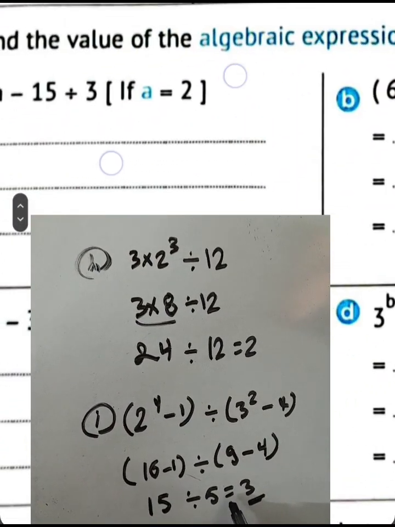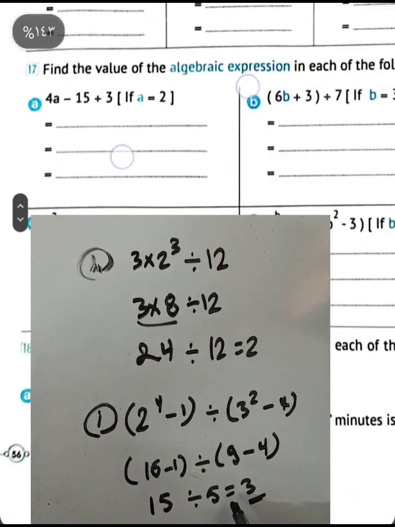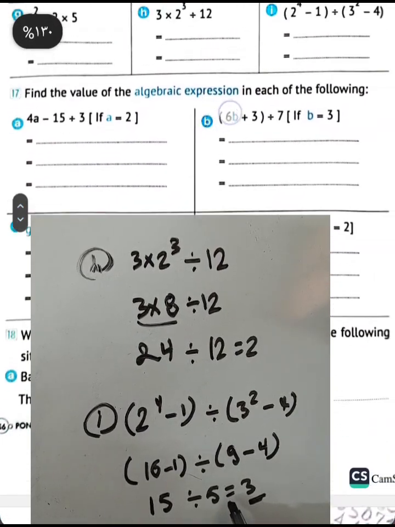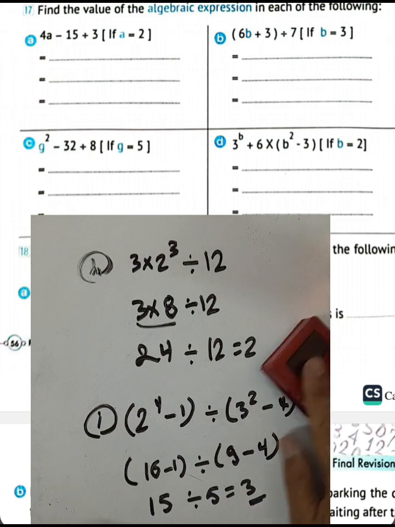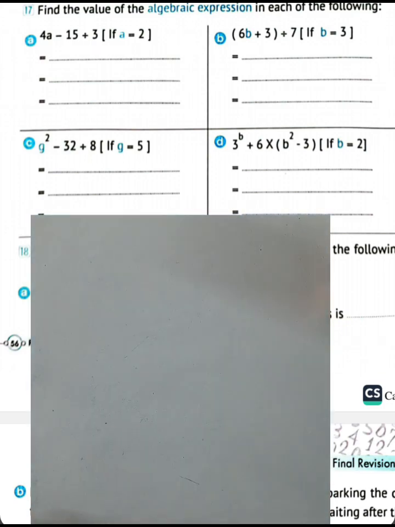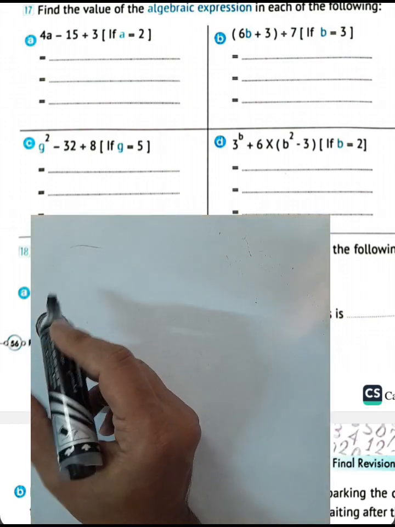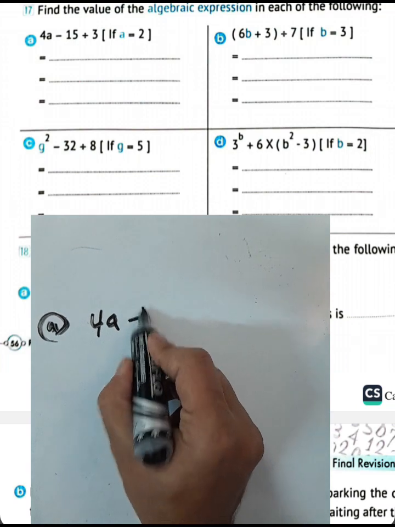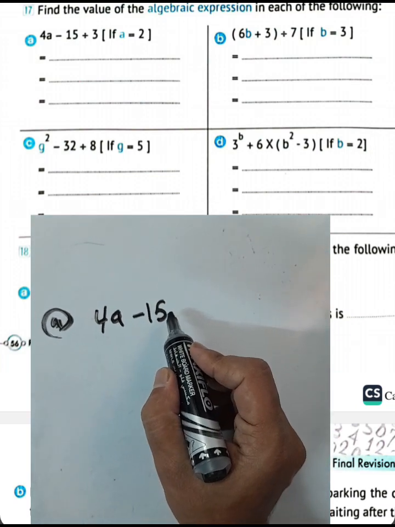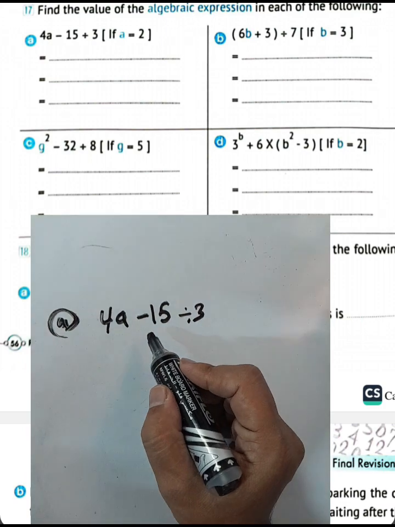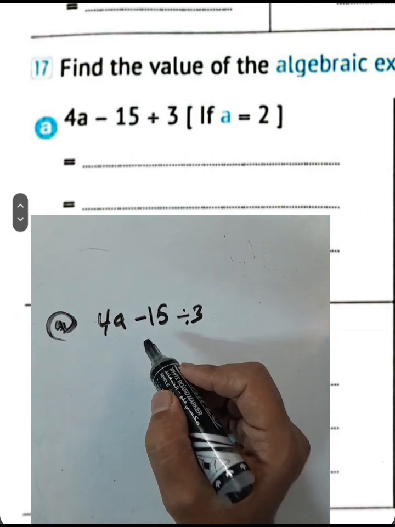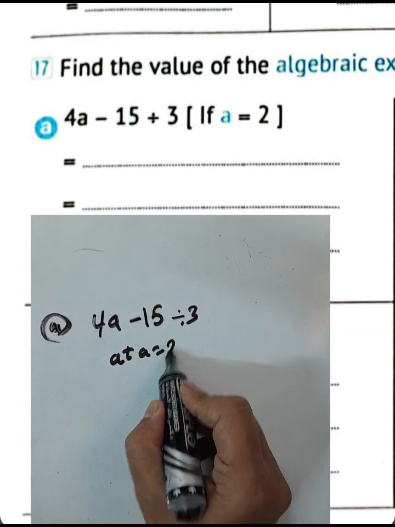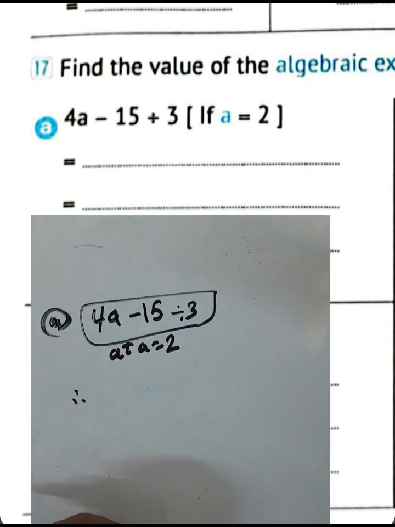Next question. Find the value of the algebraic expression in each of the following. Okay, question letter E. You want to find the value of this expression at letter E here, at A equal 2. Okay, we have 4A minus 15 divided by 3. Okay, at A equal, it's a plus or divided? Okay, divided. At A equal 2.